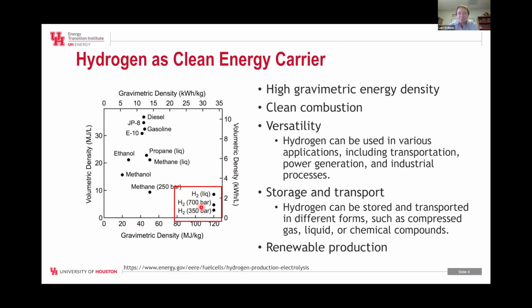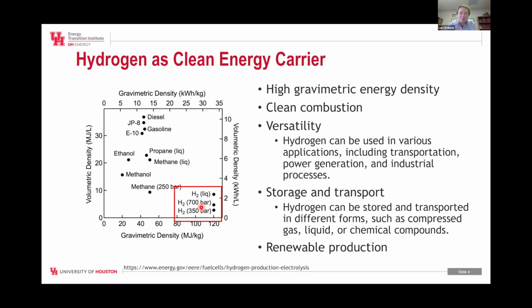When we use hydrogen, we have very clean combustion. The only combustion product is water. Hydrogen is very versatile, so it can be used for power generation, but also in transportation, and it's used and required in many industrial processes.